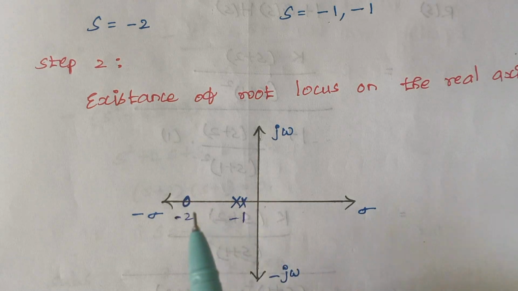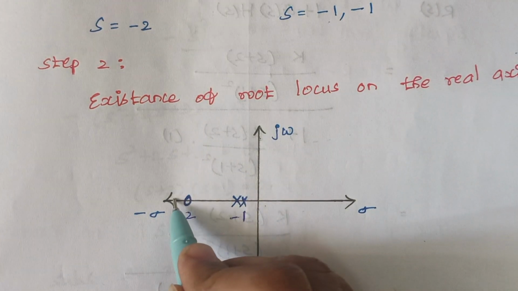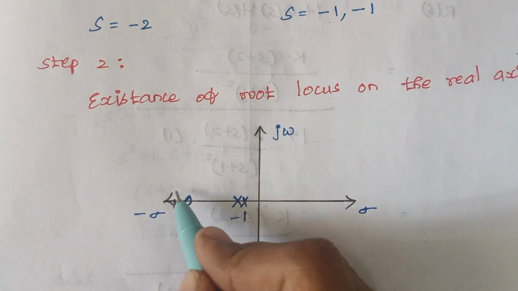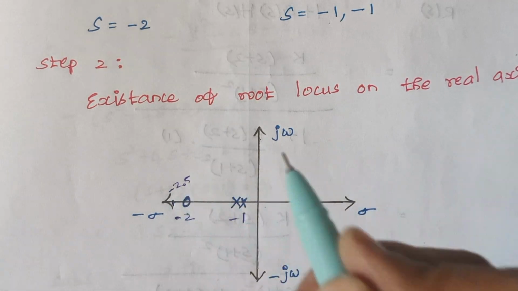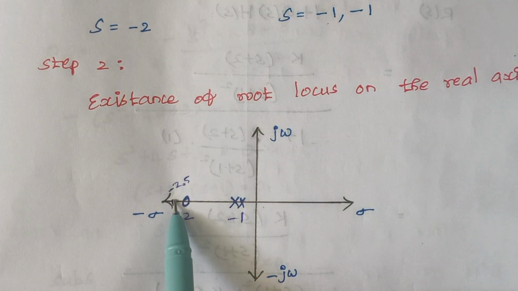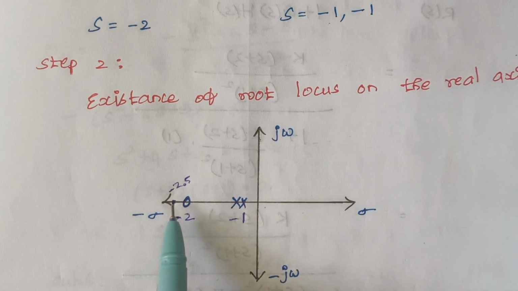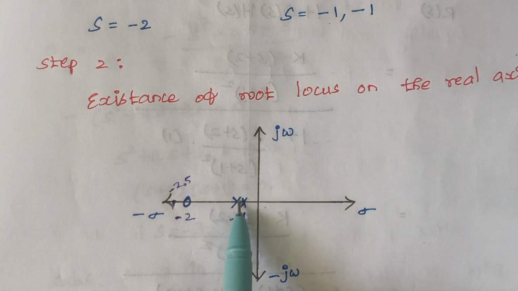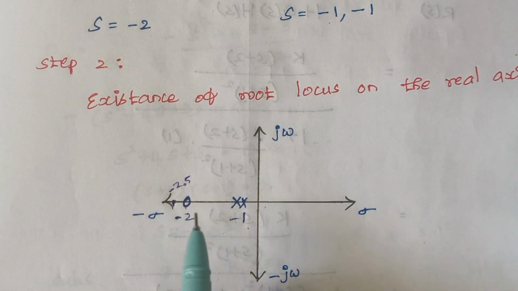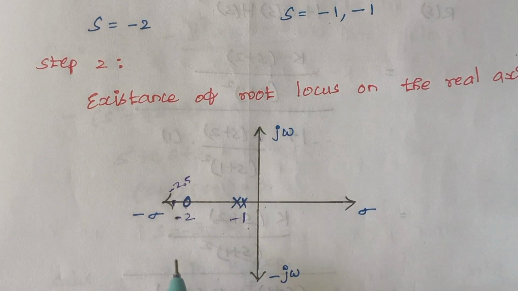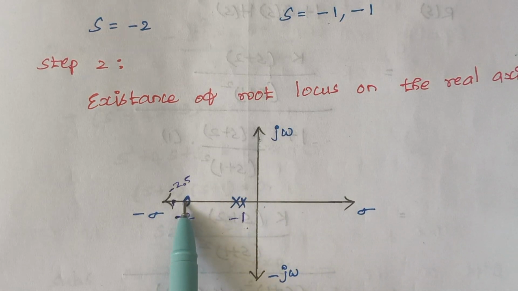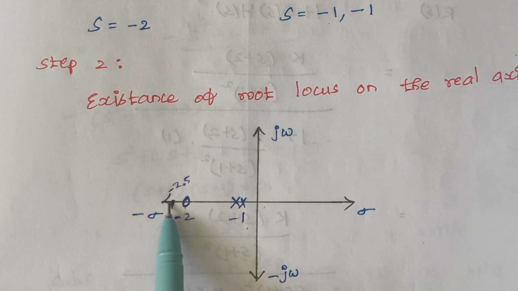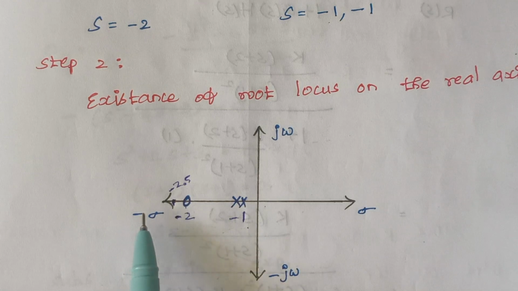Now consider a test point, let it be here, some minus 2.5. Now look at the right hand side of this test point. It consists of 3 elements, 2 poles and 1 zero. So 3 is an odd number. Therefore, the root locus exists between this point and it continues till infinity.